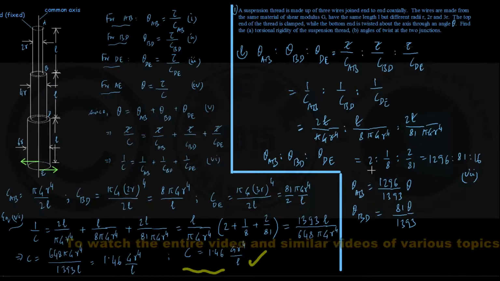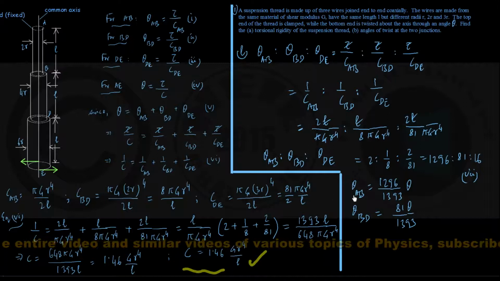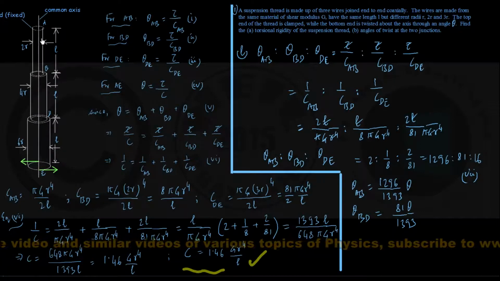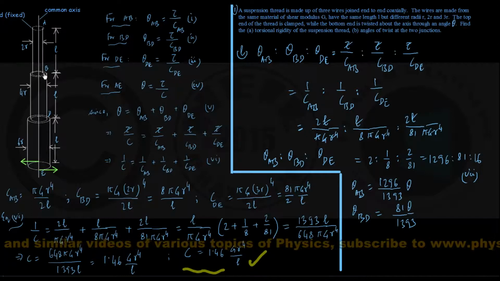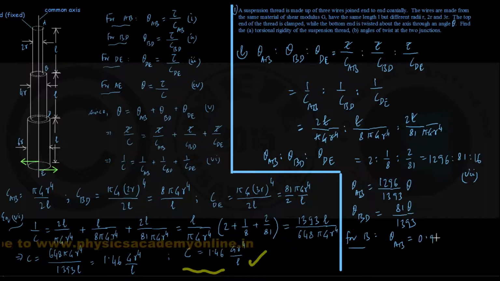And once we get these two results, they are asking for angles of twist at the two junctions. You see, the point A is fixed. So whatever be the angle of twist between the junctions A and B, the points A and B, that must also be the angle of twist at the point B, because the point A has no twist at all. So I will say that for the junction B, angle of twist is the same value, that is theta AB, which is coming out to be 1296 theta by 1393. You can show this is coming out to be about 0.930 theta in three significant figures.